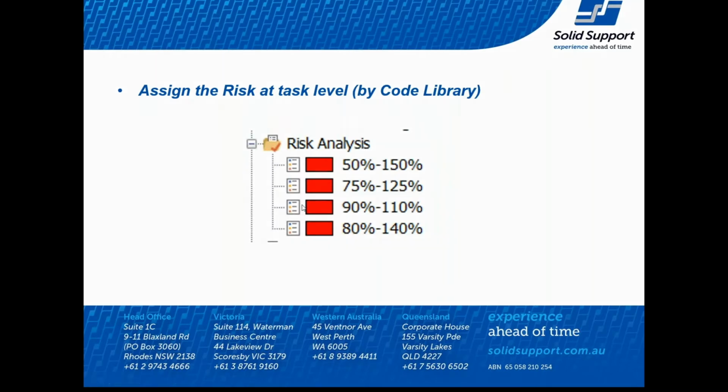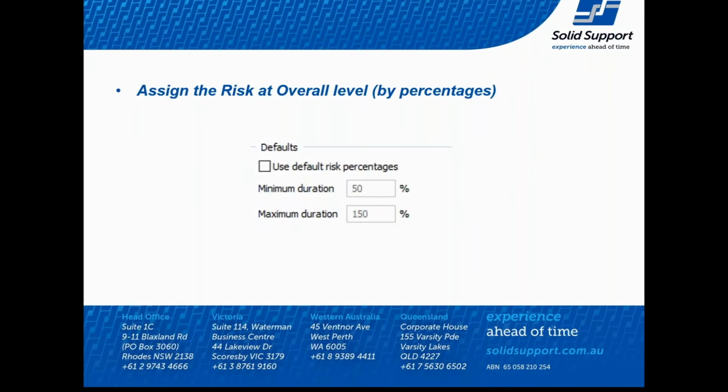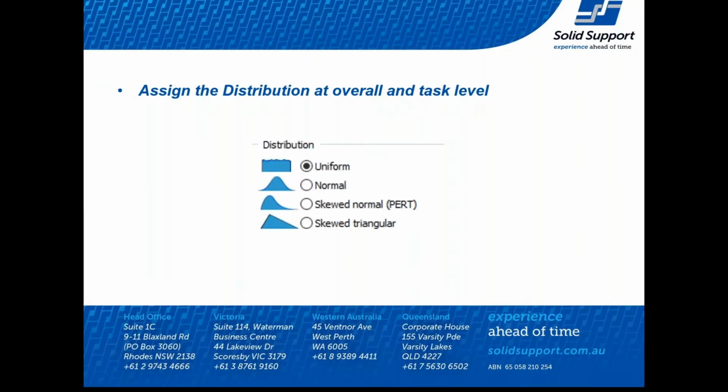We then have the ability to decide on the actual distribution, and this is how the calculation works. So we've got a uniform distribution here. In other words, it will look from the minimum duration, which is the beginning, to the maximum duration, and it's going to be equally randomized and use the algorithm across that.